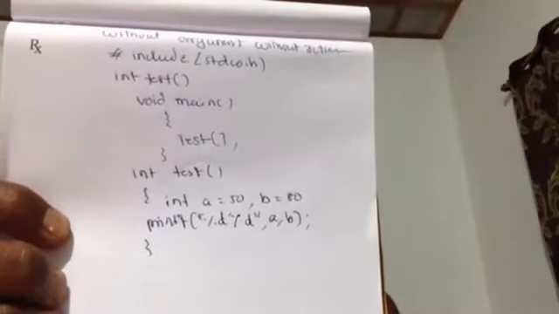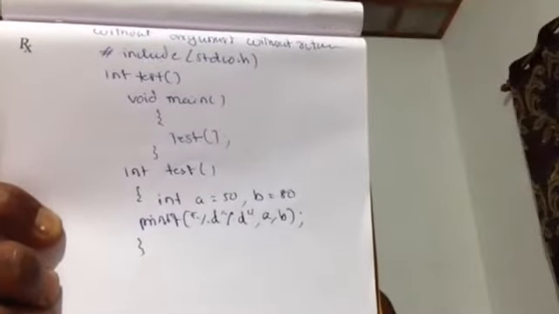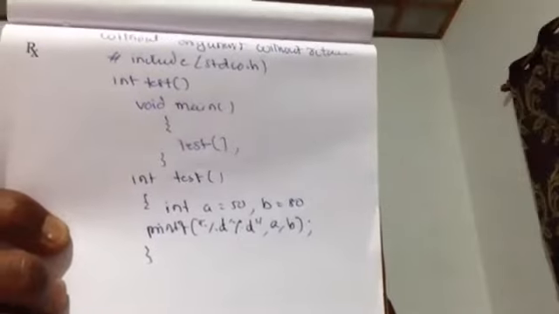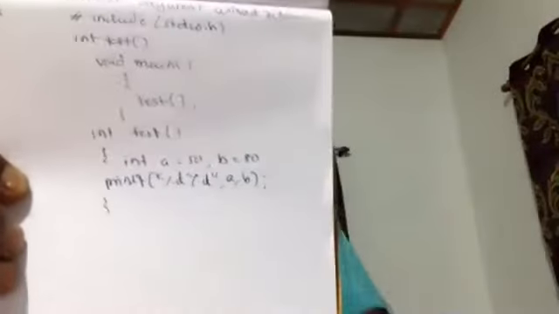Are you getting or not? This is the example for no argument and no return. You see, no argument, within bracket nothing is there. And no return in the subprogram. It's clear?